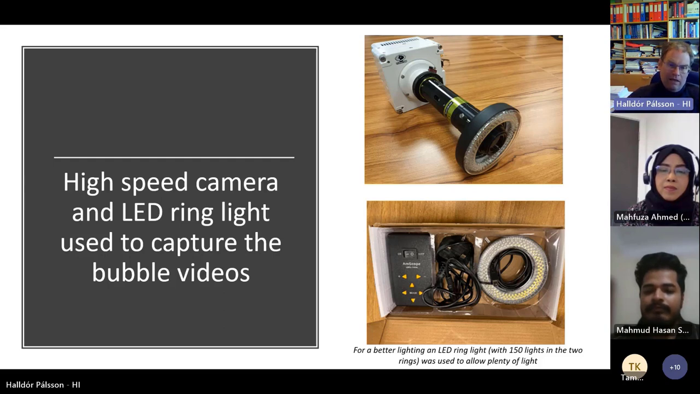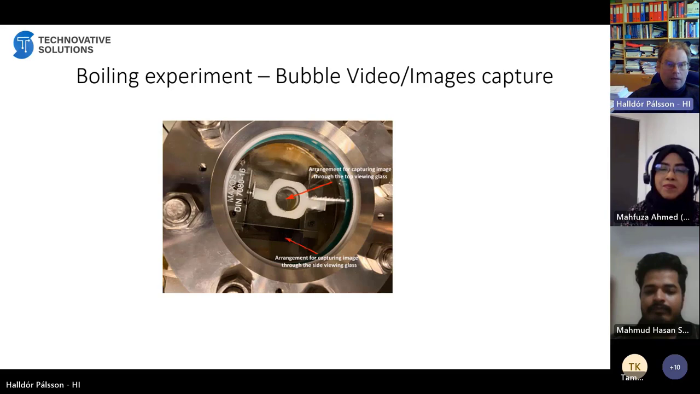For the lighting, an LED ring was used, either fixed on the front of the lens of the camera, or in some cases it was more appropriate to move the ring closer to the plate to get as much light as possible into the measuring chambers, because this turned out to be a little bit of an issue to get enough light to obtain good images of the process.